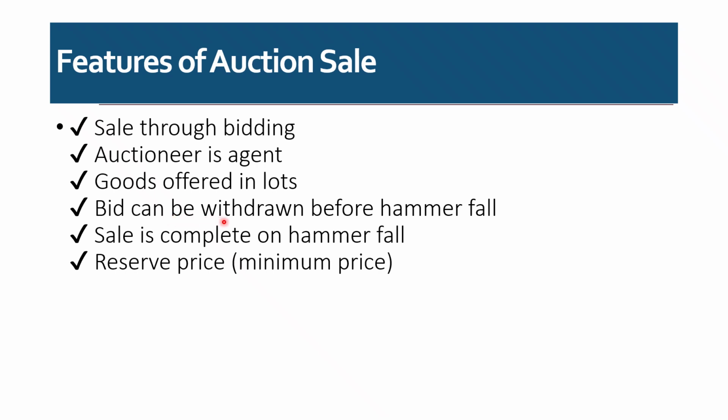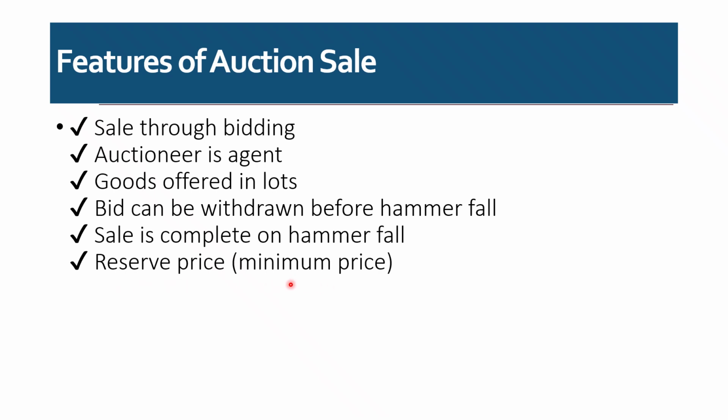Next we say that bid can be withdrawn before the hammer falls. So until the hammer falls, no contract is formed. Therefore a bidder can withdraw freely before the final confirmation. It is said that sale is complete on the hammer fall. So when the auctioneer's hammer falls or any announced sign is given, then only the sale becomes final. And finally, we understand that there should be a reserve price or any minimum price.